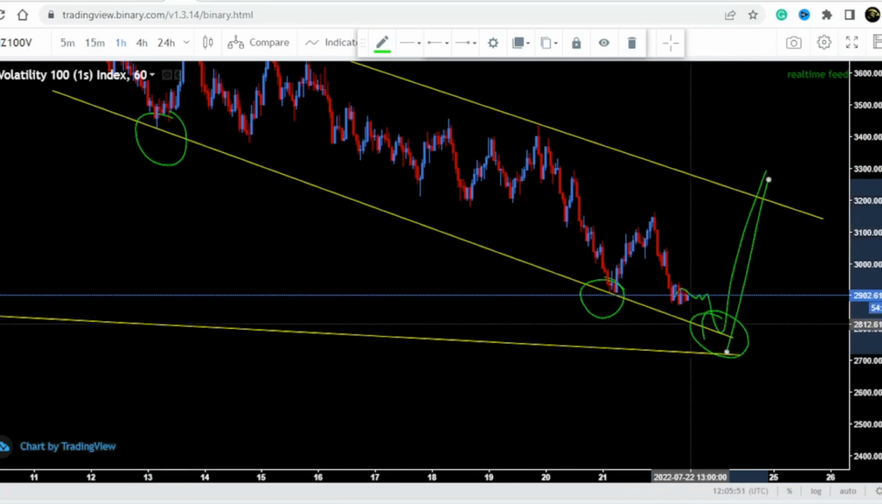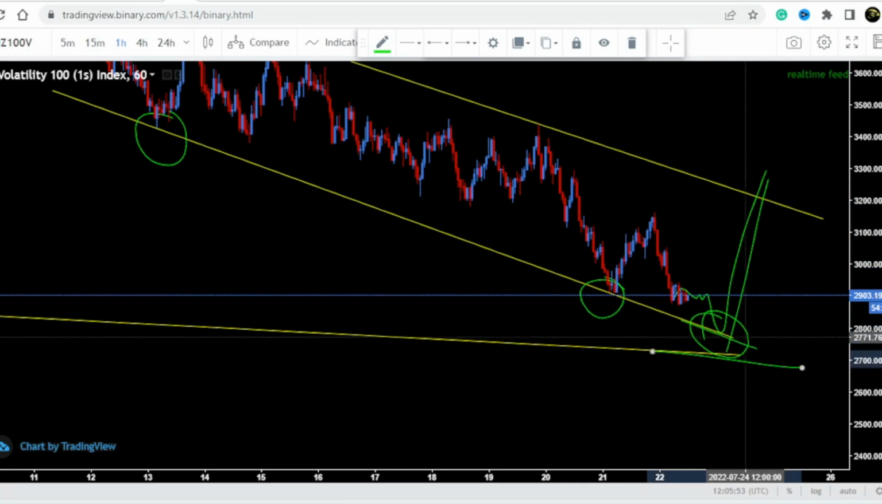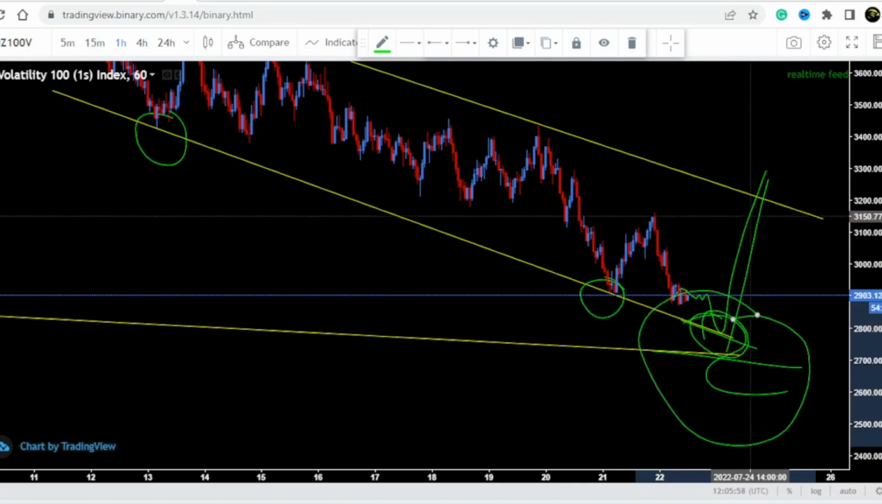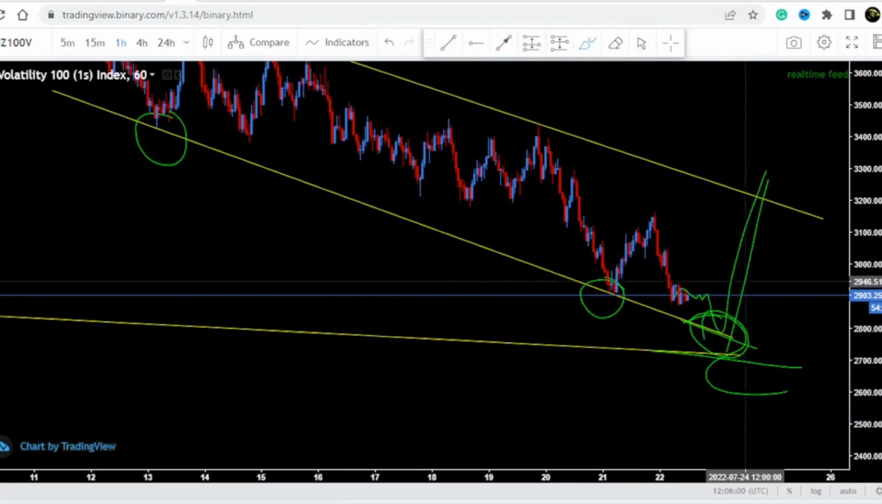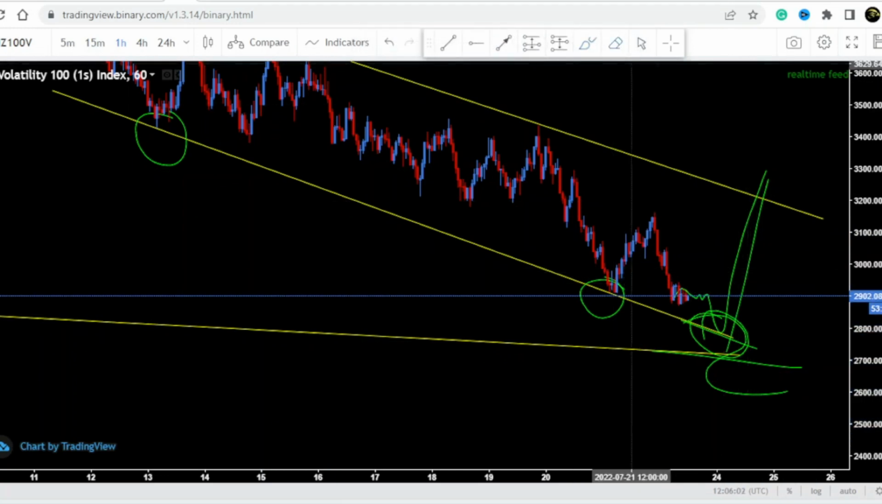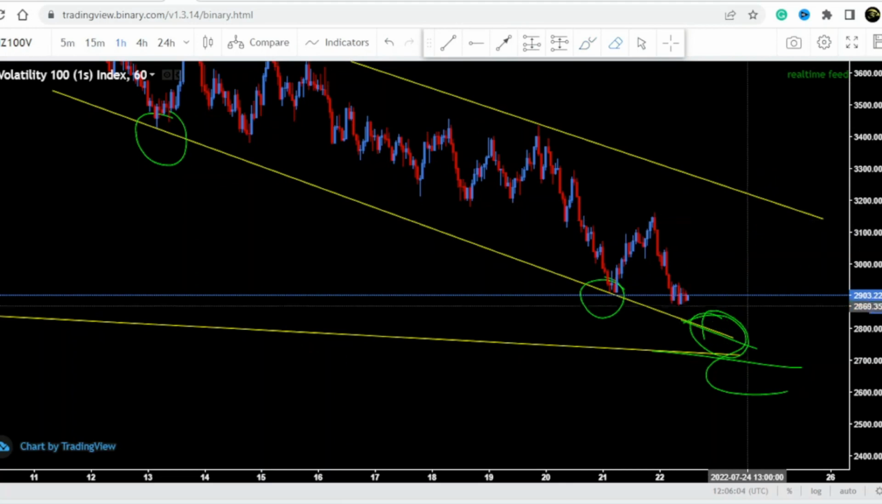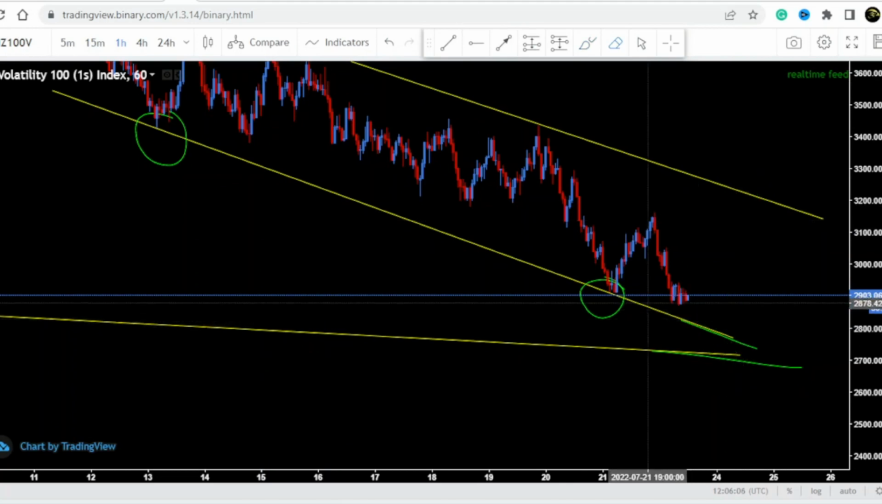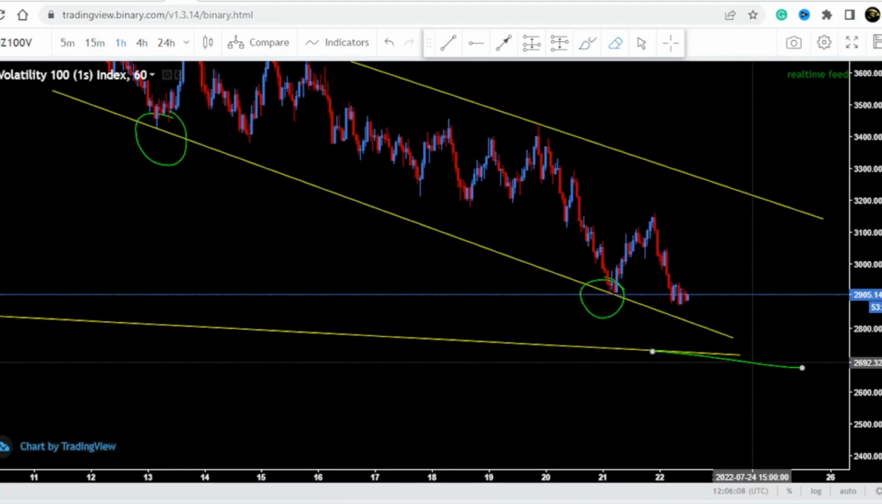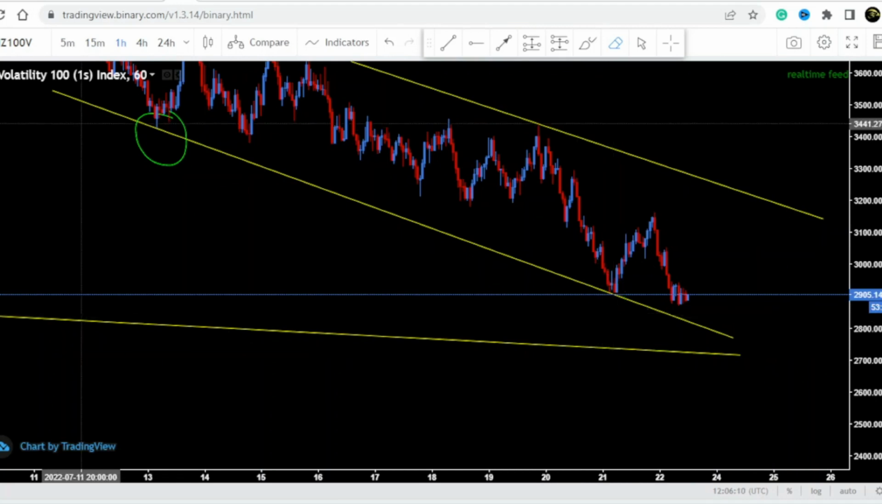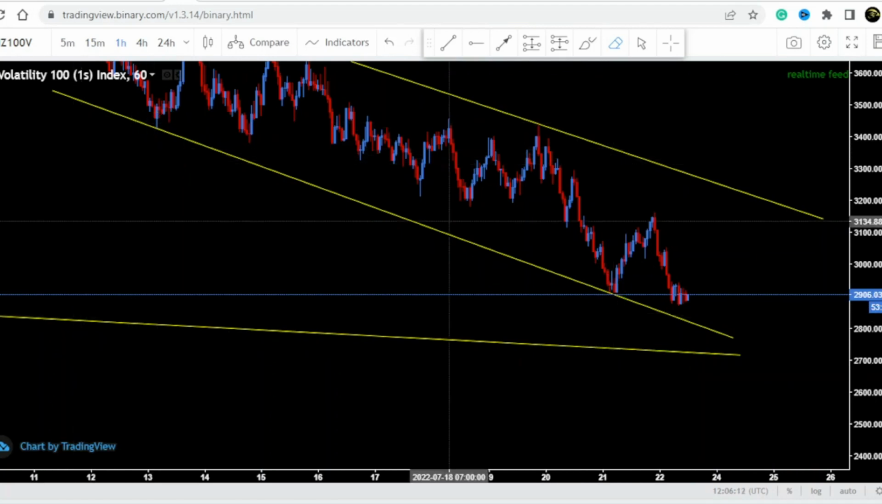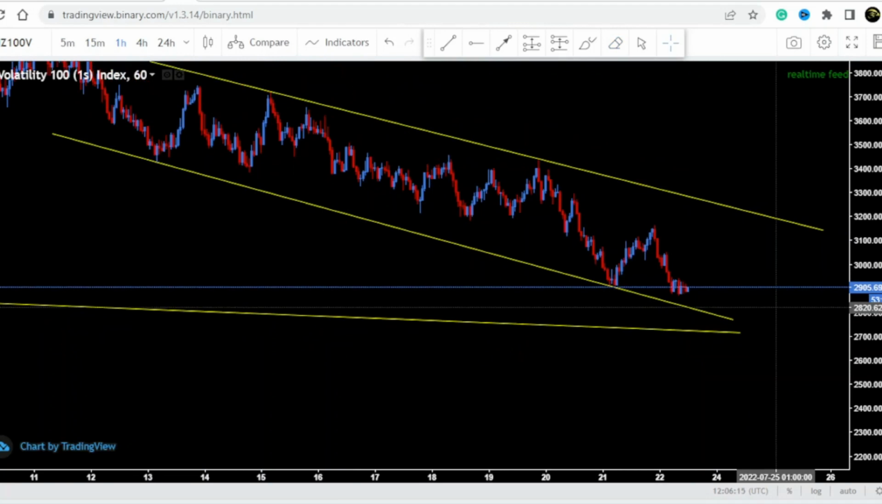I'm actually anticipating the third touch before I see a move. So there, I see we also have this trend line over here and you have this trend line, so you have two confluences at this level, which you can maximize to get your buying opportunities to the upside. Okay, so that is what I will be looking at on Volatility 100 (1s).